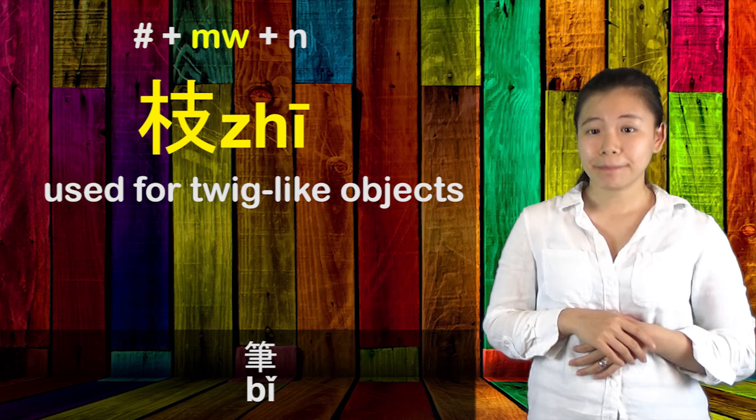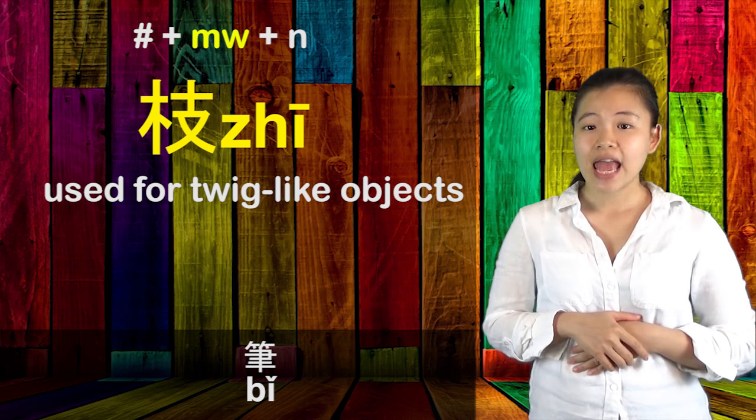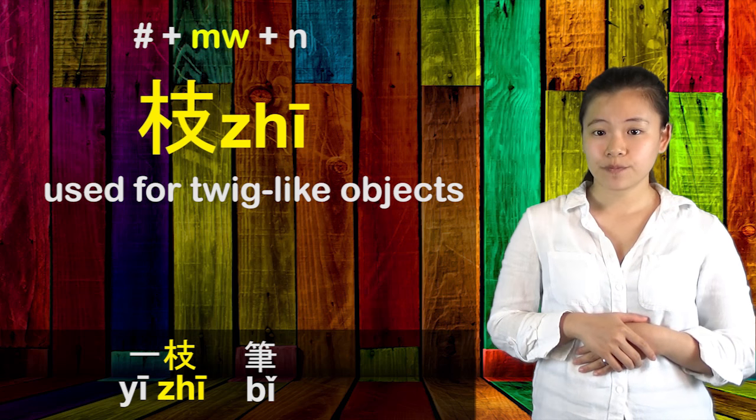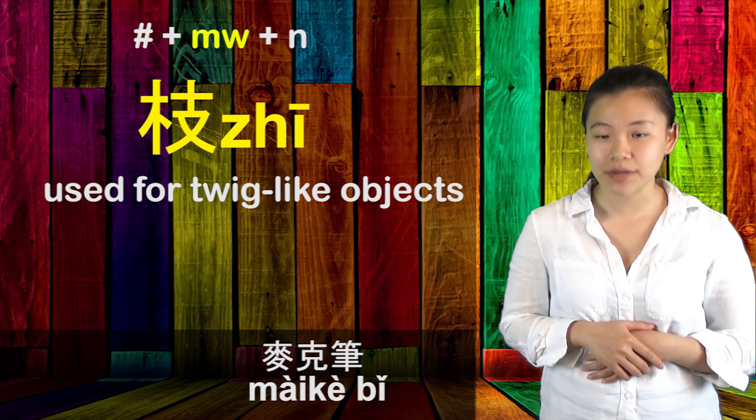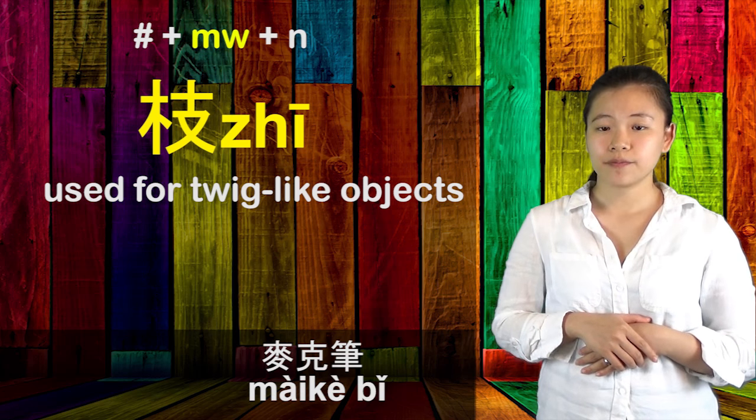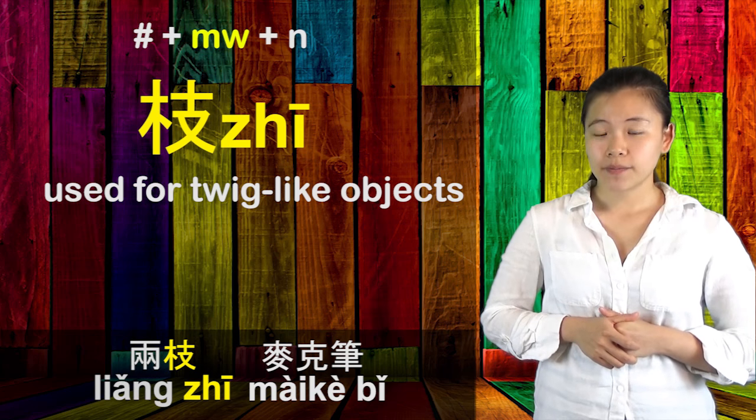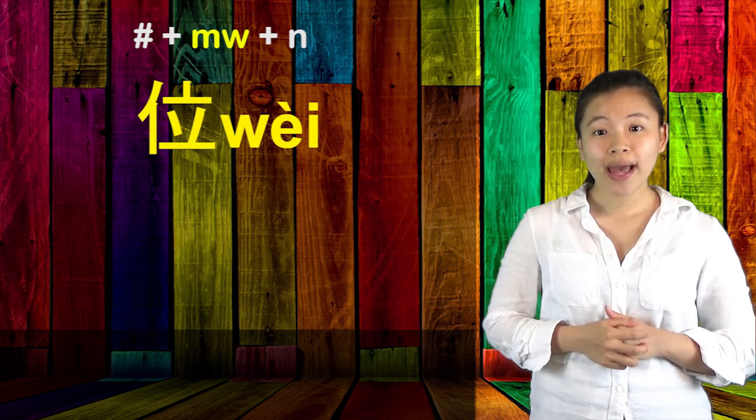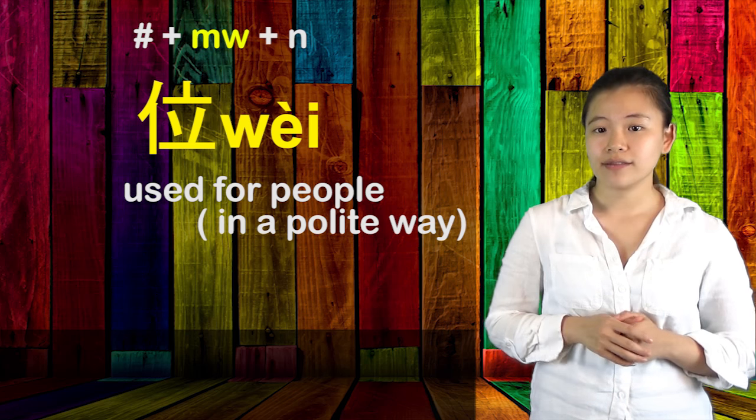Number four, 枝, is used for twig-like objects. For example, pen, 笔, a pen, 一支笔. Marker, 麦克笔, two markers, 两支麦克笔.